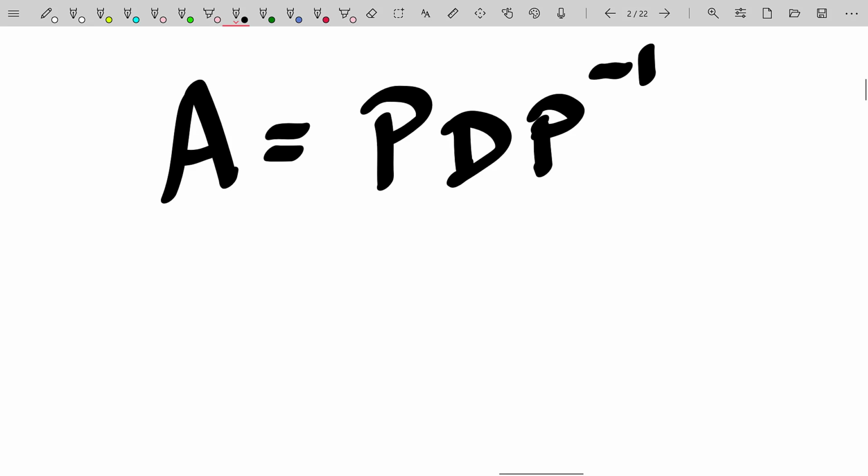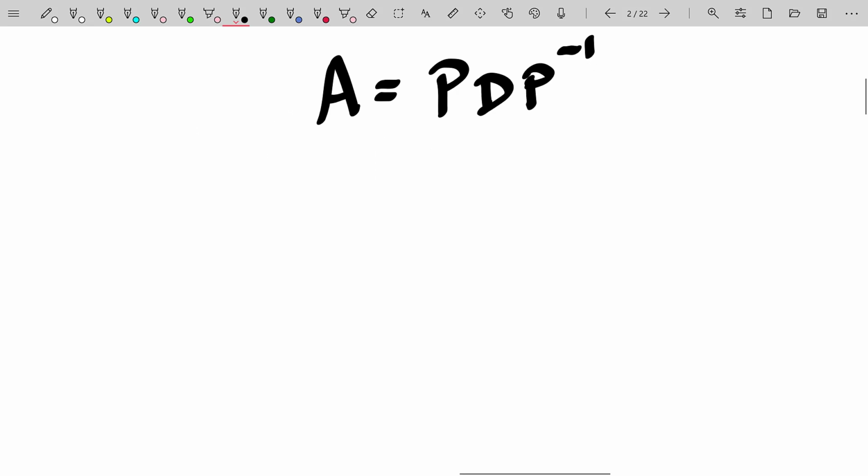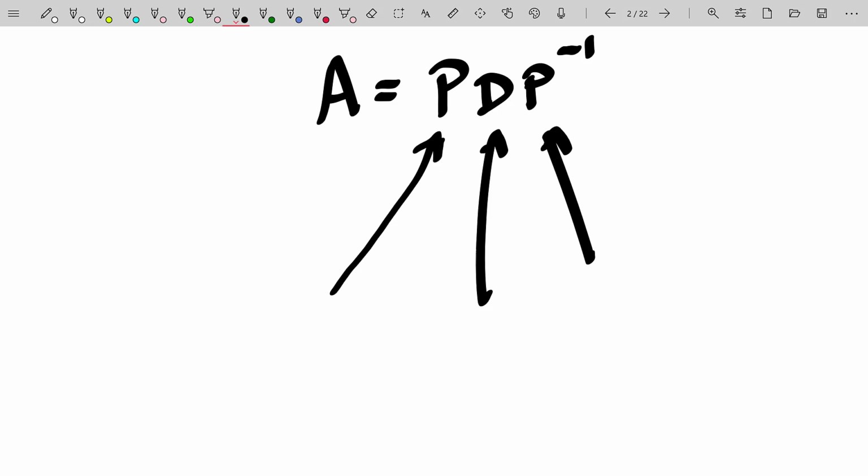And we had discovered that the columns of P were the eigenvectors of A, and the corresponding entries along the main diagonal of D were the corresponding eigenvalues. And then P inverse itself was obviously the inverse of P.